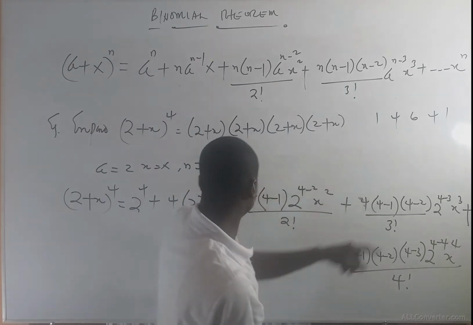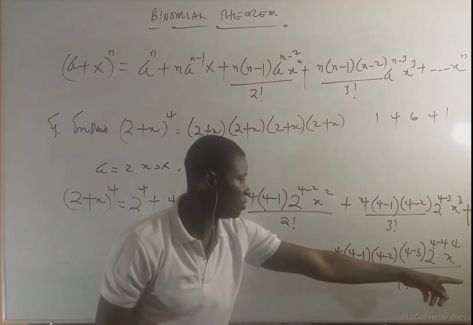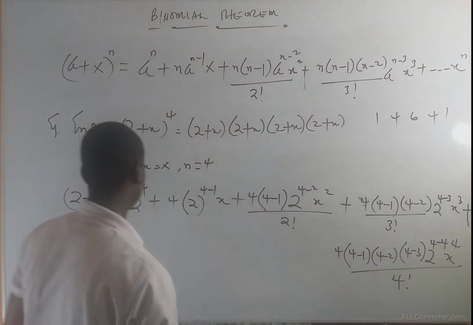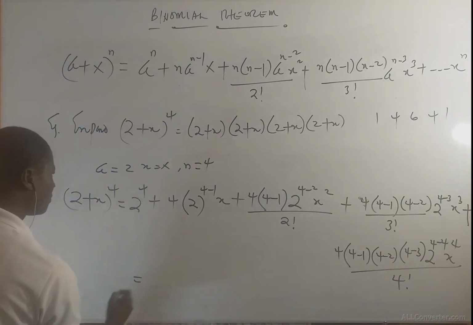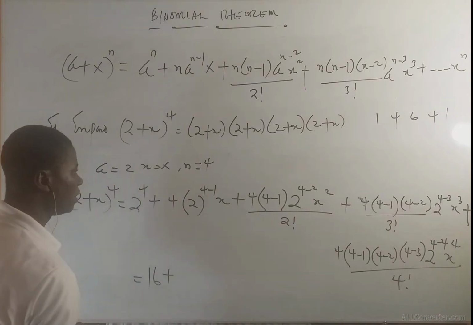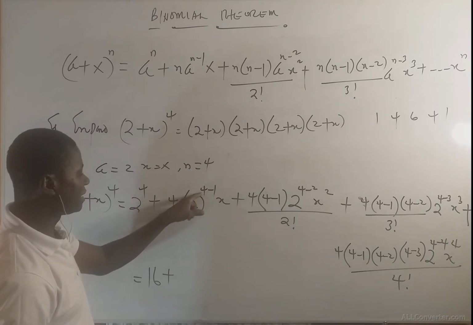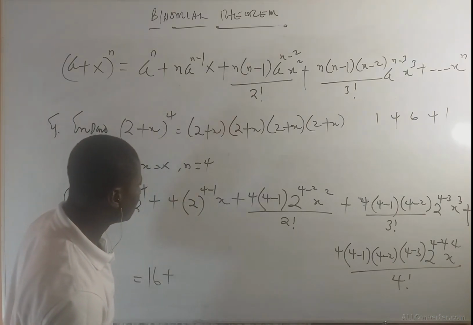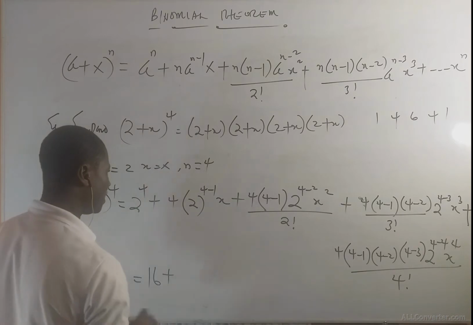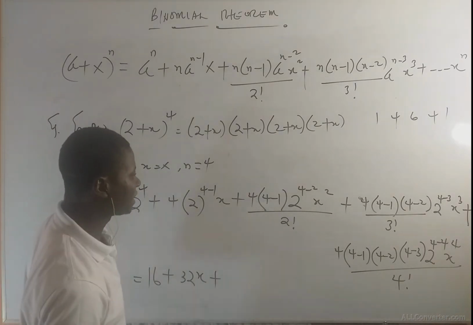So assuming that it was 2 plus x exponent 5, that means we have to continue with the same trend. And so that is that. Now we simplify. 2 raised to the power 4 will give us 16 here. Then we have plus. Now 4 minus 1 is 3. 2 raised to the power 3 will give us 8, and 8 times 4 will give us 32. So we have 32. Don't forget we have x plus.